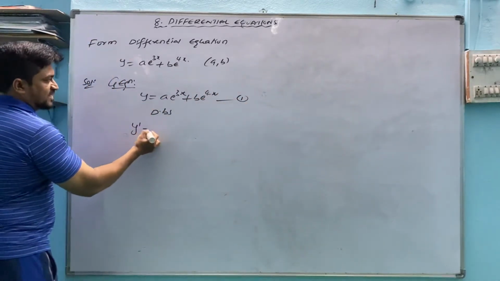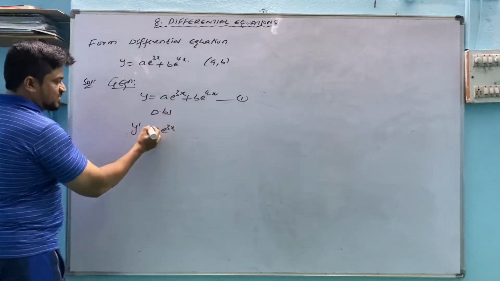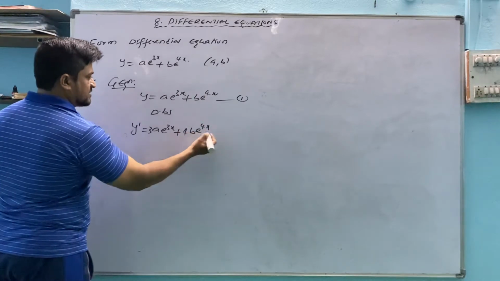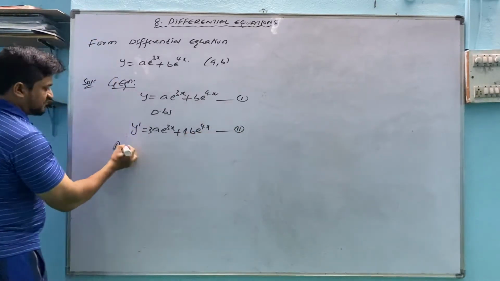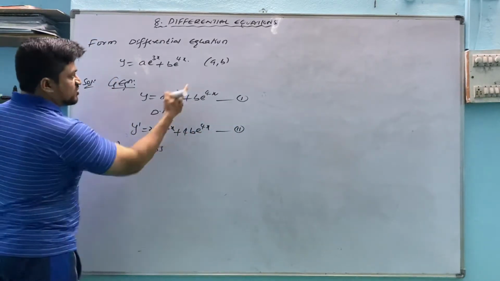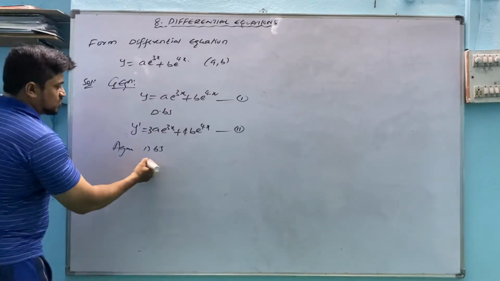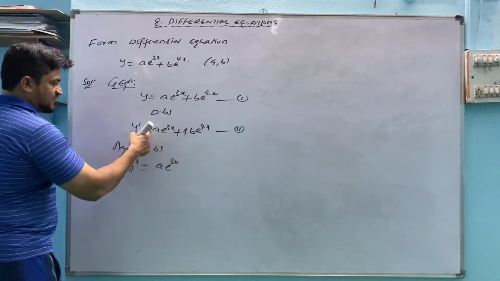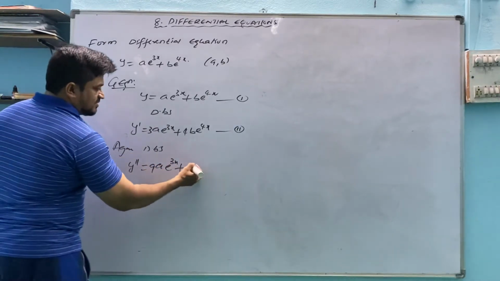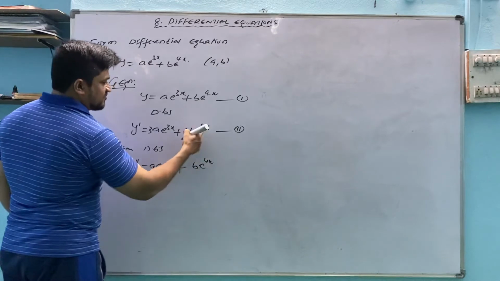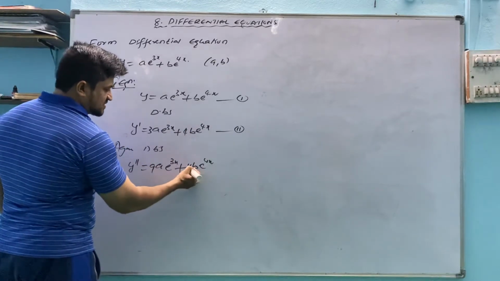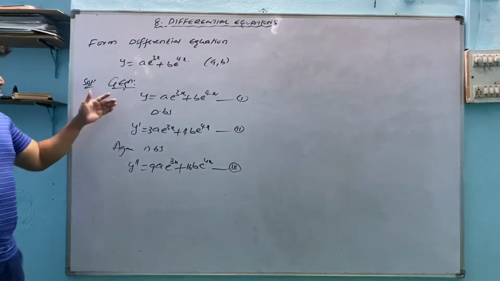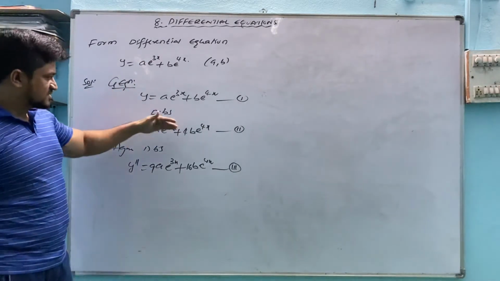Y becomes y dash: a into e power 3x into 3, plus b into e power 4x into 4, the inner function. This is the second one. Again differentiating. Why again differentiating both sides? Because a and b are two constants. Differentiated two times: a into e power 3x, 3 inner function into 3, 9. B into e power 4x, 4 inner function, one more 4 is there, 16. This is equation 3. So we can't substitute the first in the third or the second in the third.